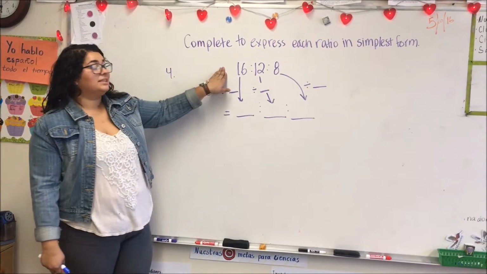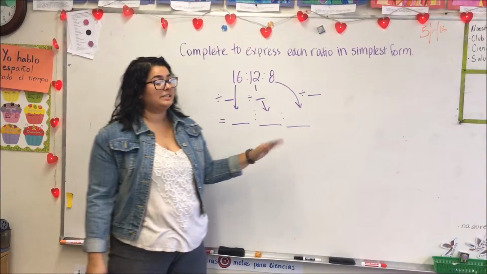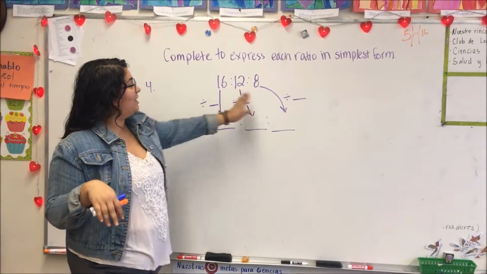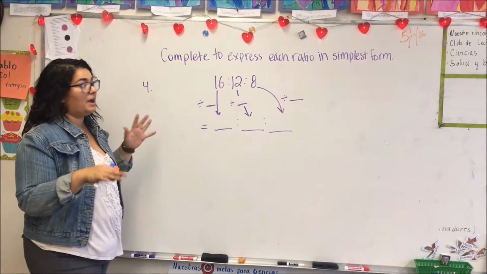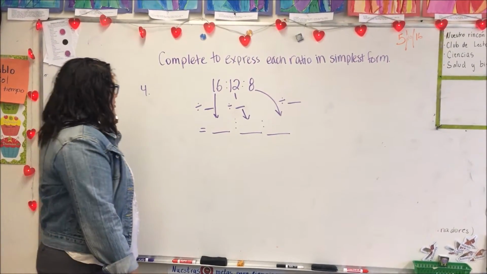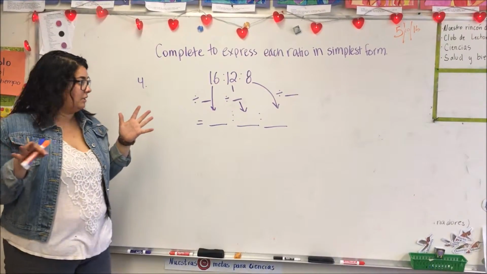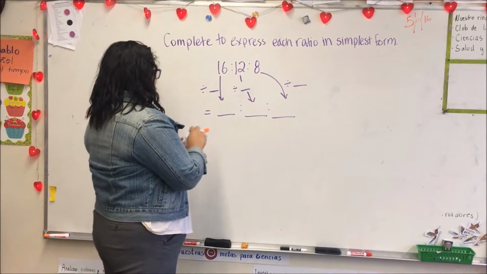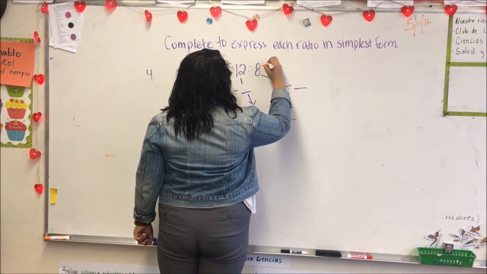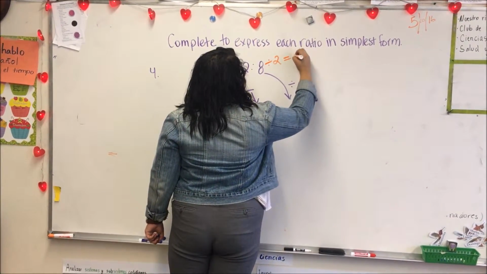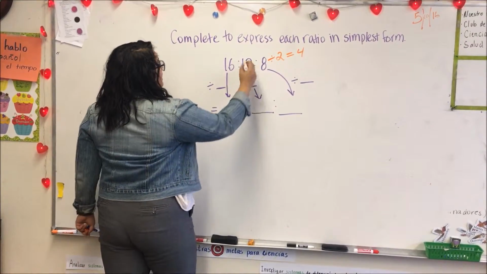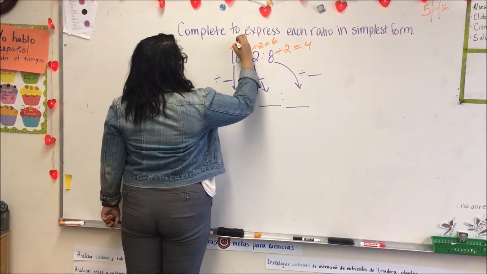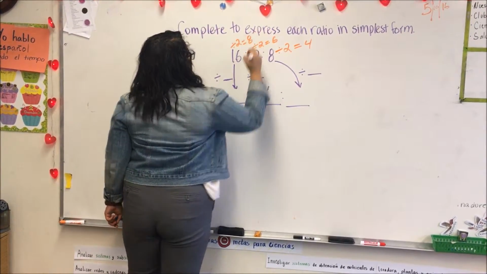So I'm going to make this 3 quantity ratio into simplest form. So I'm going to look for a common factor in each one of the numbers that I could divide them all by to get our simplest form. So I'm going to start with 8 because it's the smallest. So I know I can divide 8 by 2. Which would equal 4. And I know I can divide 12 by 2, which would equal 6. And I know I can divide 16 by 2, which would equal 8.